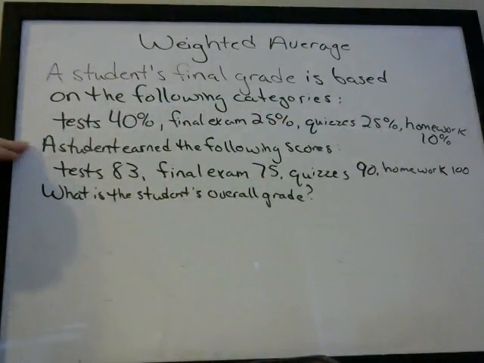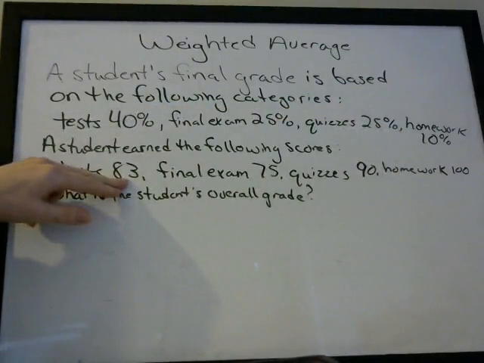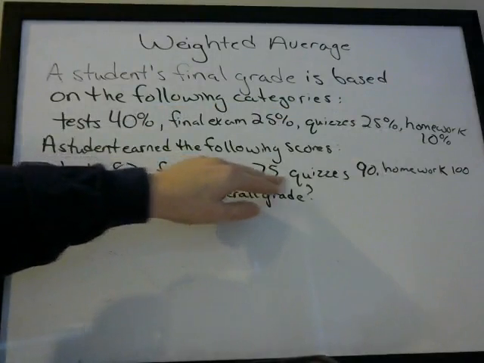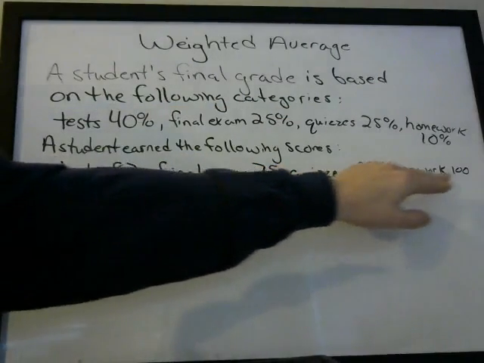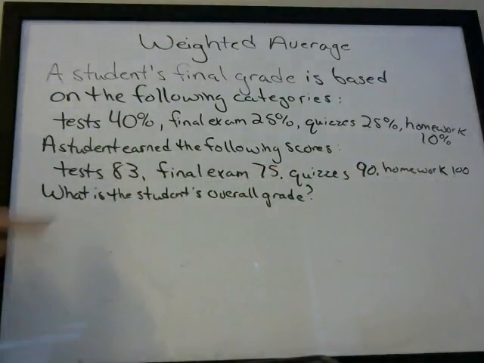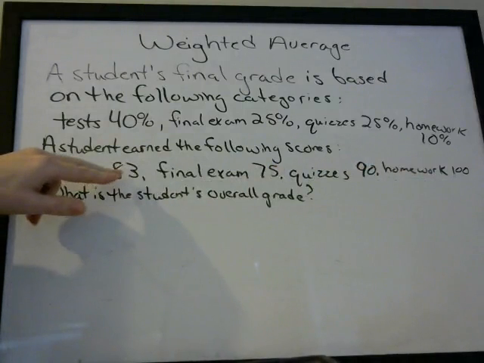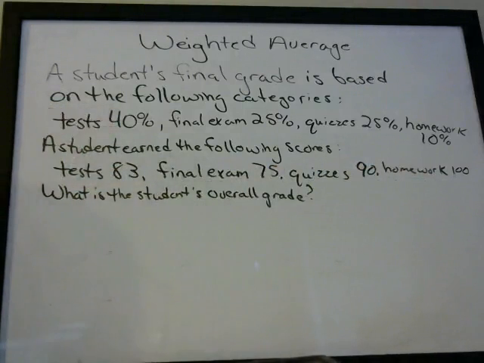So you have a student who earned the following scores. In tests, they got an 83. Final exam, a 75. Quizzes, a 90. Homework, 100. So what is the student's overall grade? So again, we're just going to do the same thing, where you're going to take the item and multiply it by its weight, and then we're going to add all of them up.